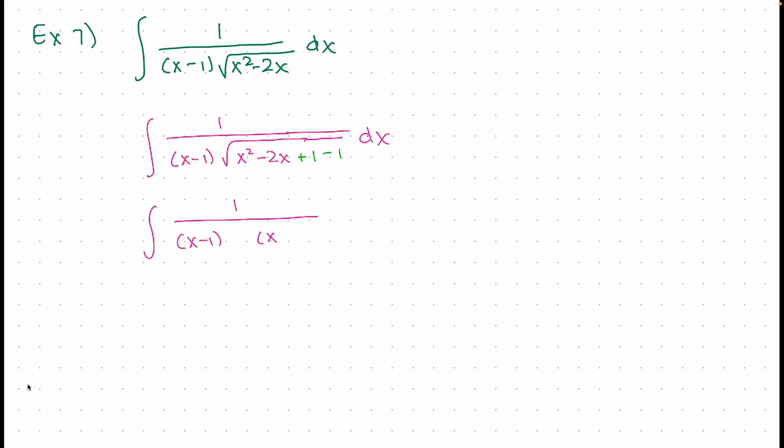inside we have x minus 1 squared minus 1 squared. And that's inside the radical. Now, do you see the arcsecant pretty clearly? Because now it's variable squared minus constant squared. So go ahead and finish it up. See what you get.